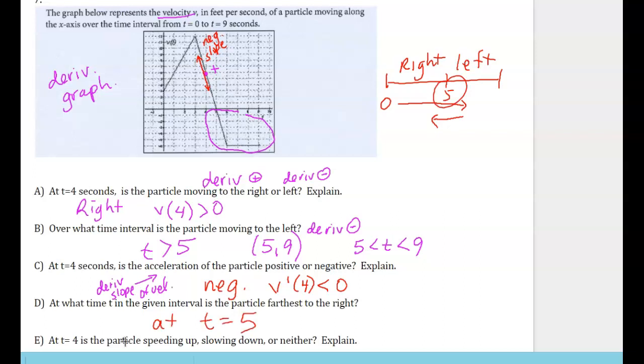Part E, at t equals 4, is the particle speeding up or slowing down? So I need to compare the velocity and the acceleration. So at t equals 4, the velocity, which is what's graphed, is positive, or greater than 0, however you want to write it. And the acceleration at 4, or velocity prime, was negative. So since we have opposite signs, we would be slowing down. And my explanation is my signs.